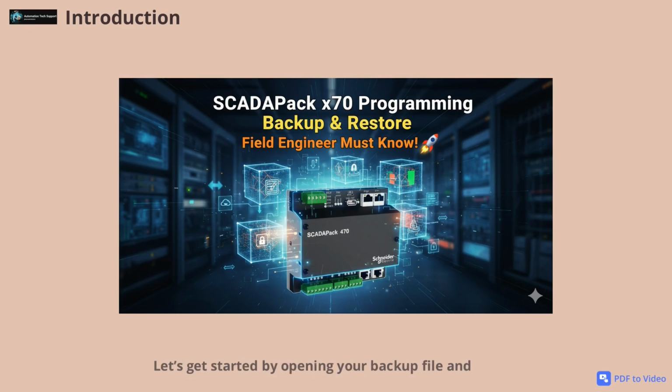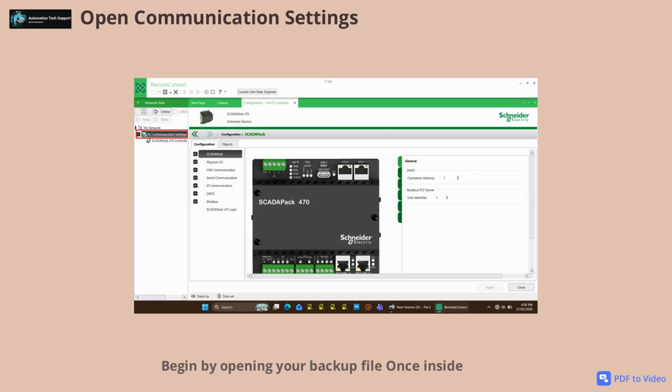Let's get started by opening your backup file and preparing the PC communication settings for the controller connection. Begin by opening your backup file. Once inside, locate and double-click on the PC communication settings option. This is the first step to ensure your computer can communicate properly with the SCADAPack controller. The settings window will allow you to configure the necessary parameters for a smooth connection. Take a moment to familiarize yourself with the interface, as these settings are crucial for the next steps.